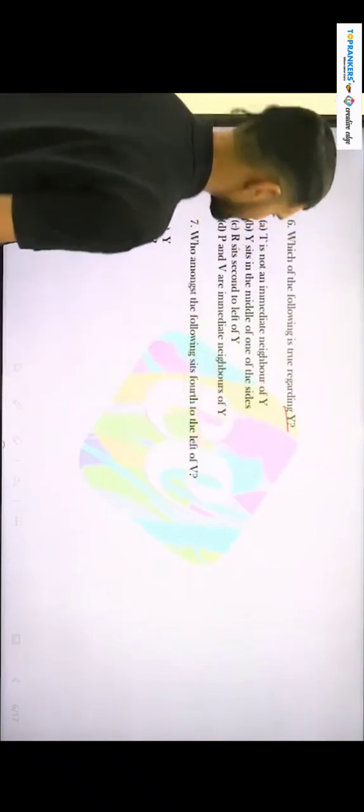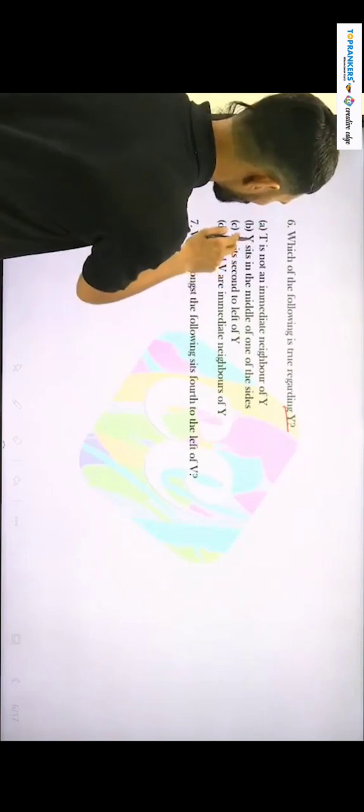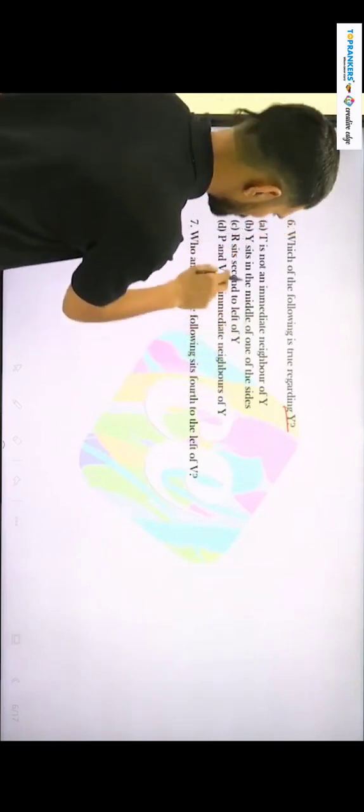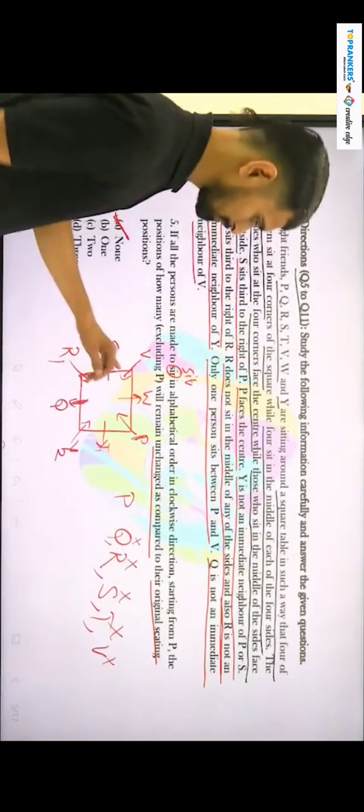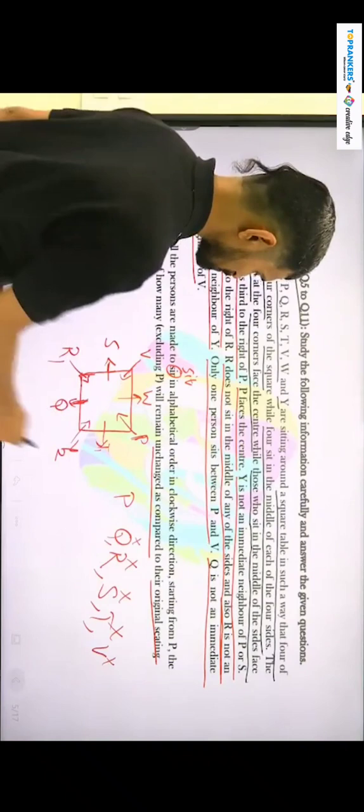Which of the following is true regarding Y? Y के रेफरेंस में आपको बताना है. T is not immediate neighbor of Y. Y sits in the middle of the one of the sides. R sits second to the left of Y. P and V are immediate neighbors of Y. Let's look at it again. We are talking about Y.